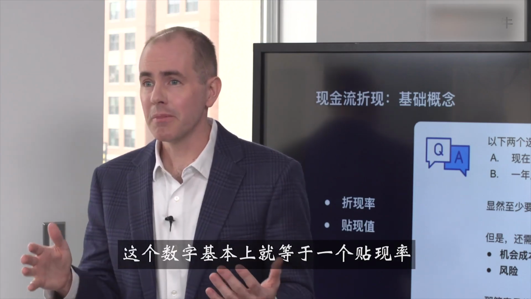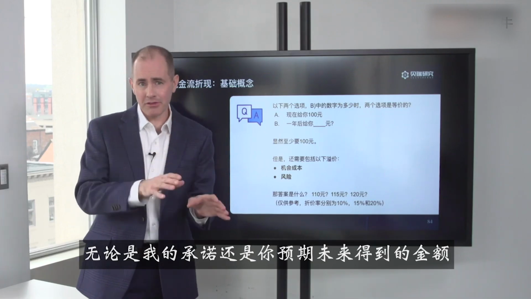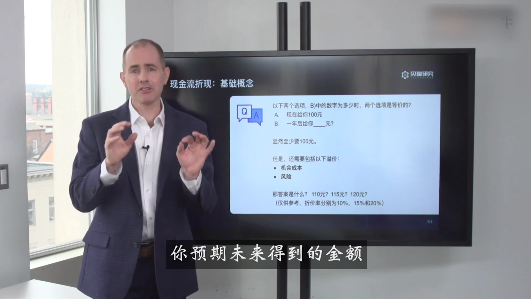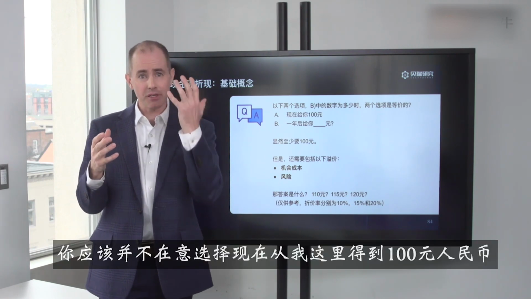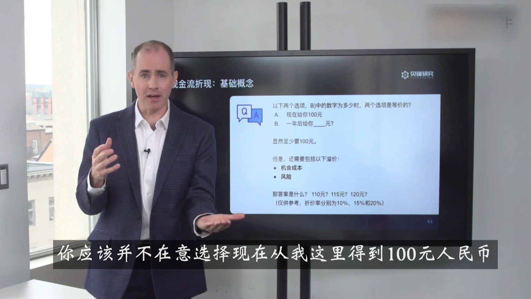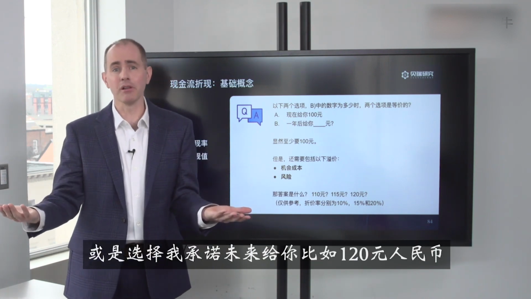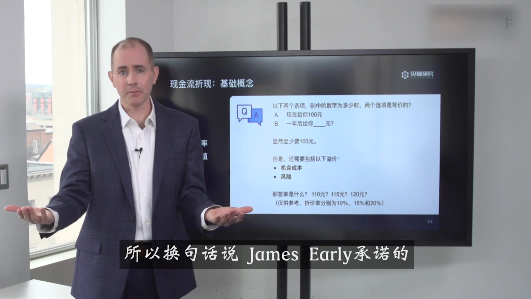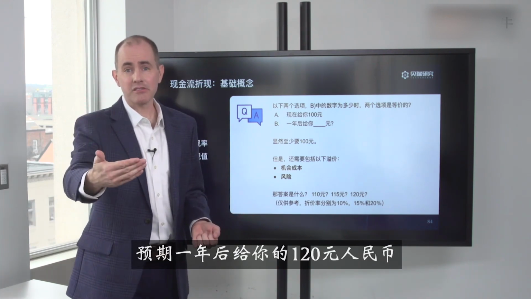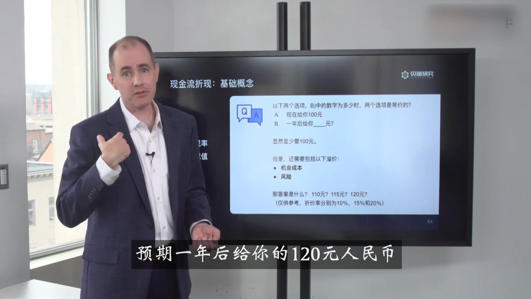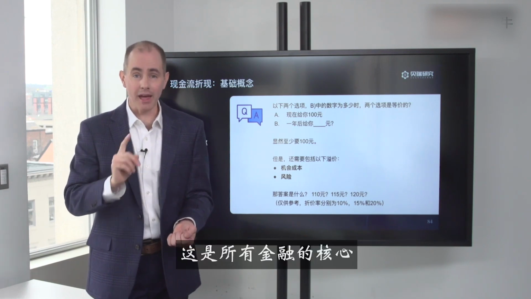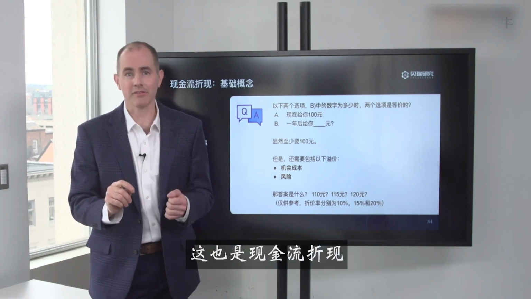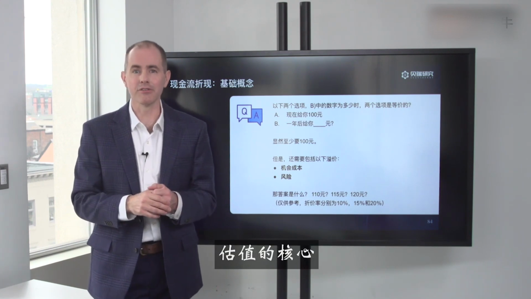Okay, whatever it is, that number basically equates to a discount rate. And whether you say promise or amount expected, we're basically saying that an investor would be indifferent between getting a real 100 RMB from me now and my promise of, for example, 120 in the future. So in other words, the present value of an expected 120 RMB from me in 1 year is worth 100 RMB now. That is the core of all finance, and it's definitely the core of discounted cash flow valuation.